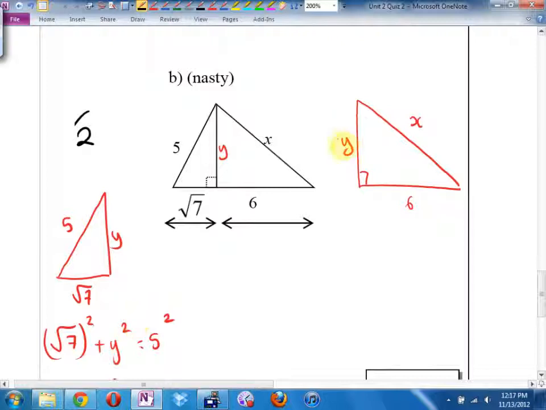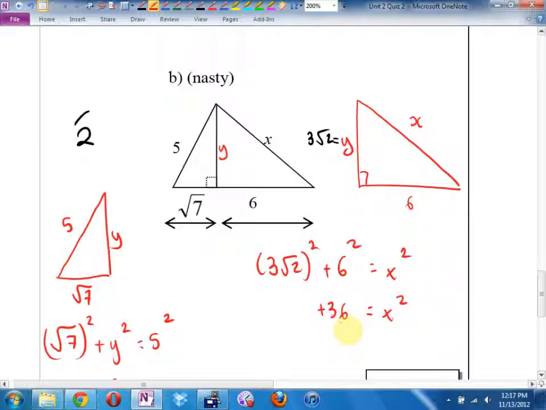Knowing that this is 3 root 2, I'm going to get 3 root 2 squared plus 6 squared equals x squared. This is going to be a 36. Ready for a shortcut? 3 root 2 squared is a quicker way to do it.